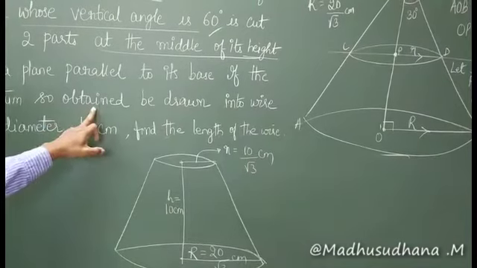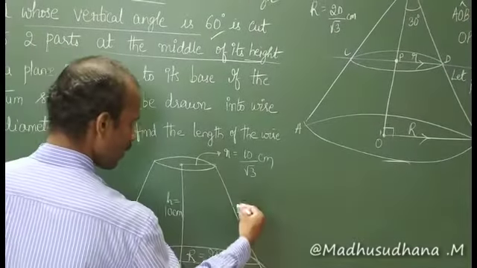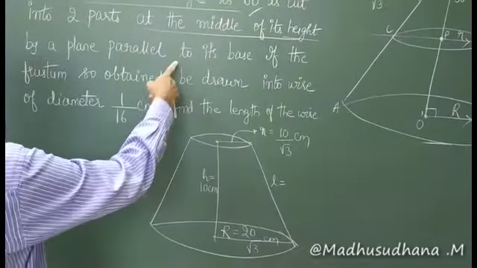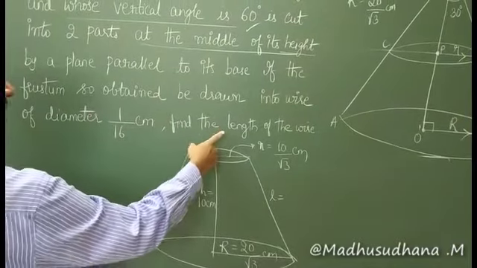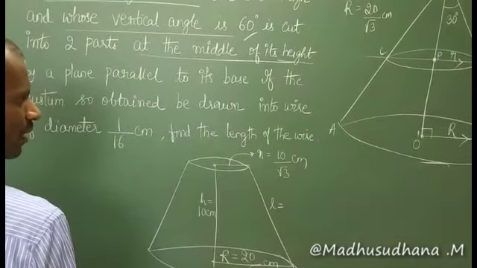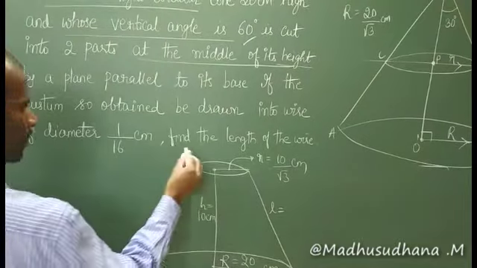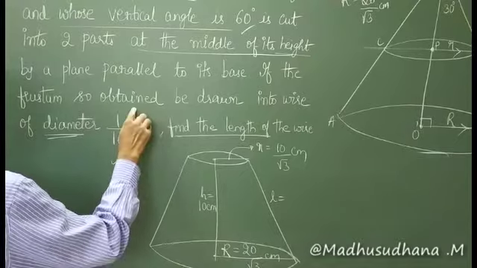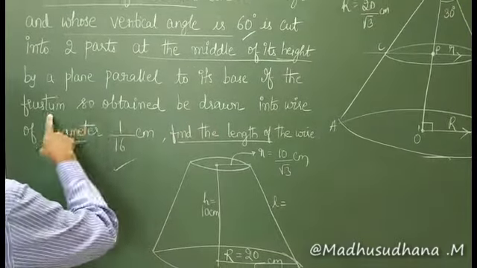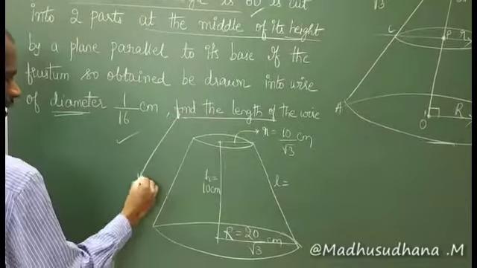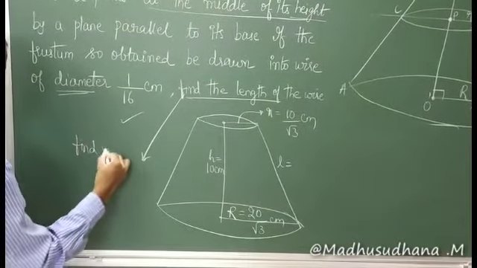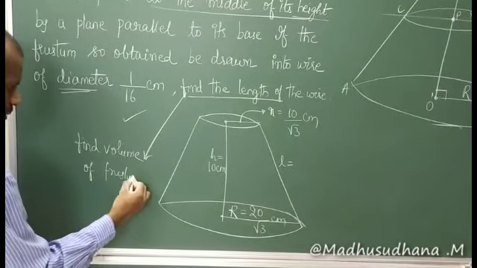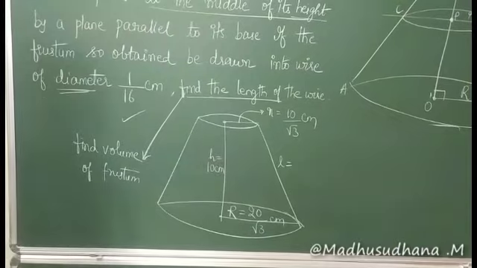I have to find the volume. We need to find the length of the wire. Please understand, whenever the question is to find the length of the wire and the diameter is given, the wire is drawn from the frustum. So let us always find the volume of the frustum. What is the volume of the frustum?